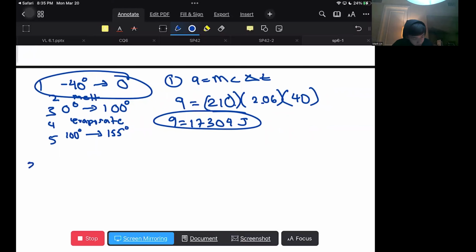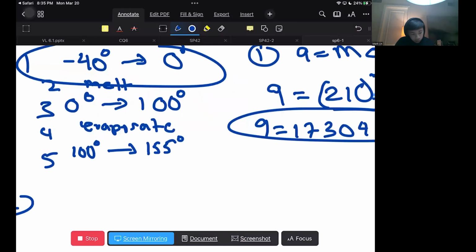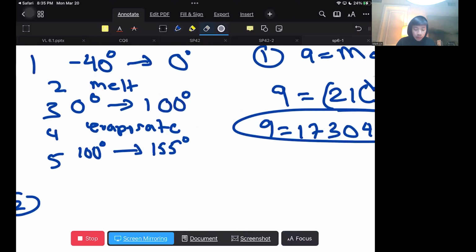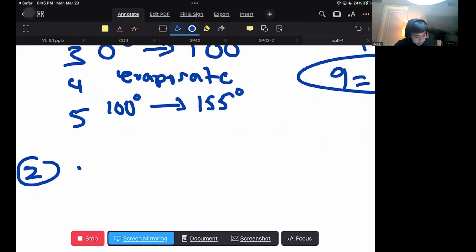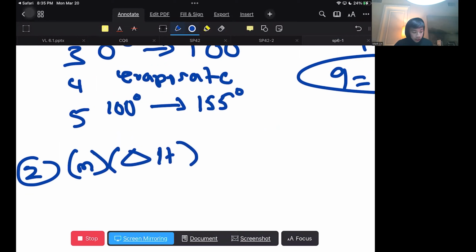Now it's number 2, right? For number 2, we have to melt. The formula for melting is just the mass times the constant to melt, and Mr. Lee will always give you this, so it's pretty easy. So it's going to be mass times the H for melting. Mass is going to be 210. Our enthalpy is going to be 334.